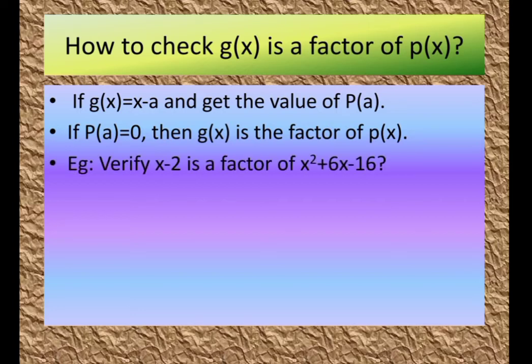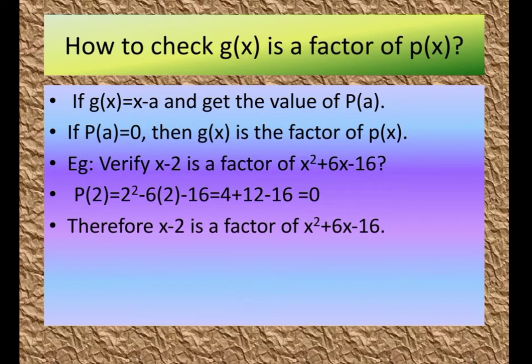Example, verify x minus 2 is a factor of x square plus 6x minus 16. If x minus 2 equal to 0, we get x equal to 2. So p of 2, after substituting, we get 0. So the value of p of 2 is 0. So definitely x minus 2 is a factor of the polynomial p of x. It can also be said that the given polynomial is a multiple of x minus 2.